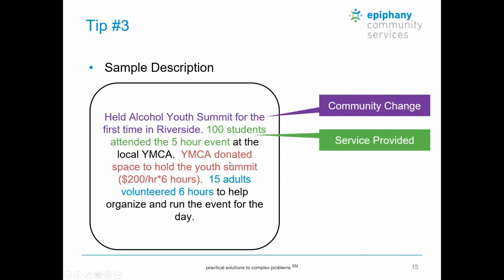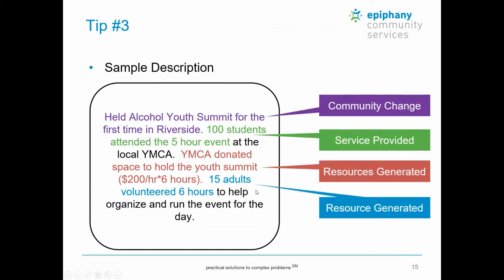The YMCA did donate space to hold the youth summit, so we want to make sure we get our resource generated for in-kind for the space, and make sure we get that. The going rate for the space is $200 an hour, so we want to make sure that we times that by 6 hours to get our accurate in-kind amount. And then our last one, again, is we had 15 volunteers volunteer for 6 hours to help organize and run the event. So again, kind of the same thing with our volunteer hours there.